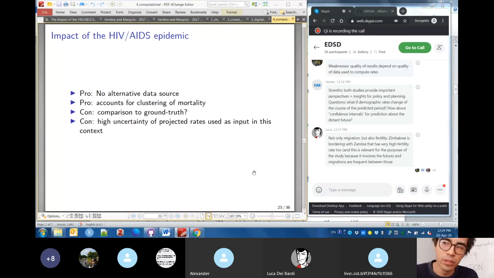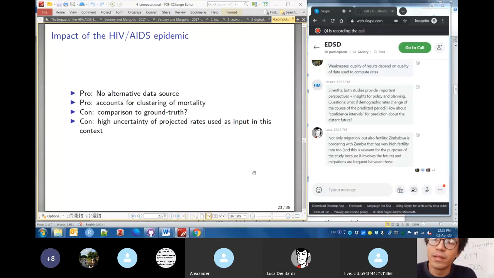So I mentioned one approach, which was to run multiple simulations, also with slightly different parameters. What if fertility was slightly higher, like 5% higher, and 5% lower? Then you can get a range of where the possible values probably lie. And there's another pro that is a bit more hidden: it accounts for the clustering of mortality.